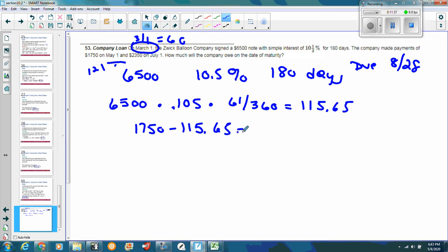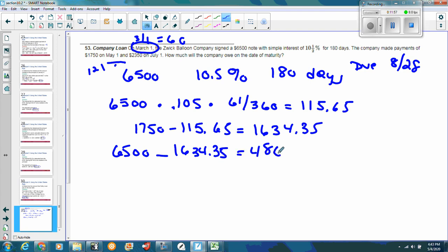So you subtract that off their payment of $1,750. So they only get credited for $1,634.35. So the new principal, you take the 6,500 minus the $1,634.35 because they made a payment. So now they owe $4,865.65.